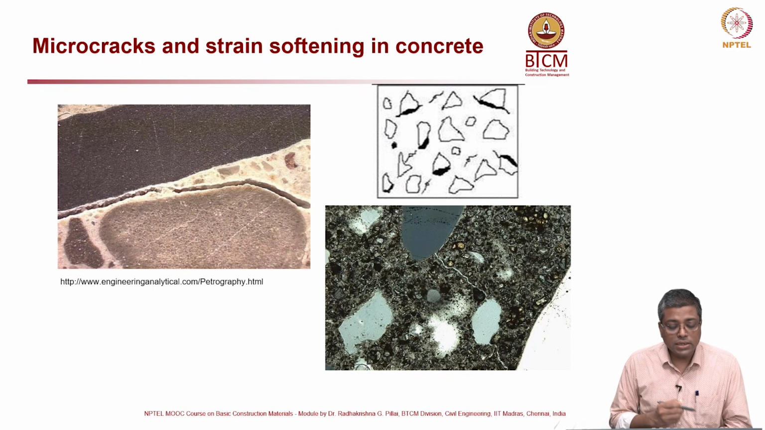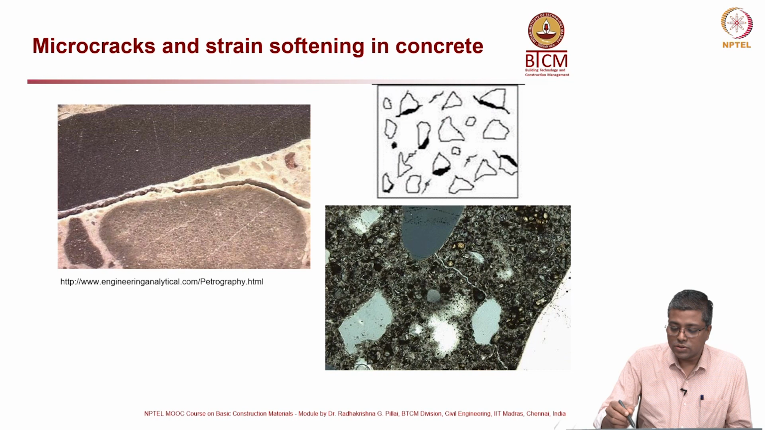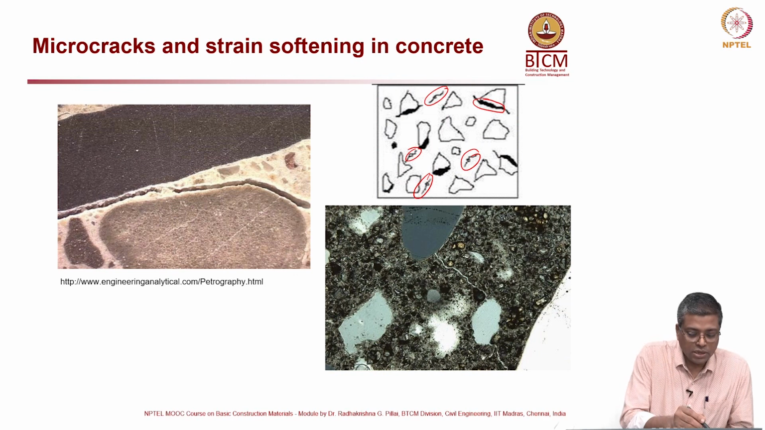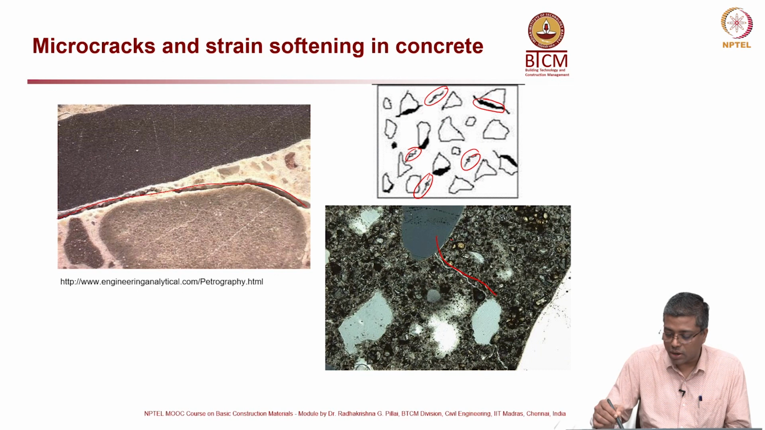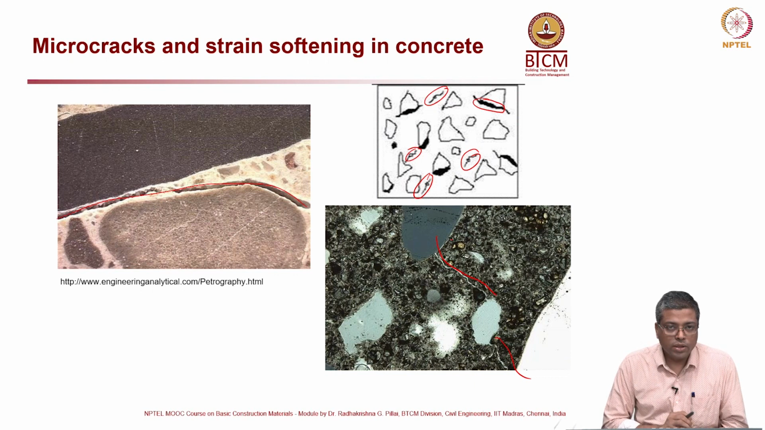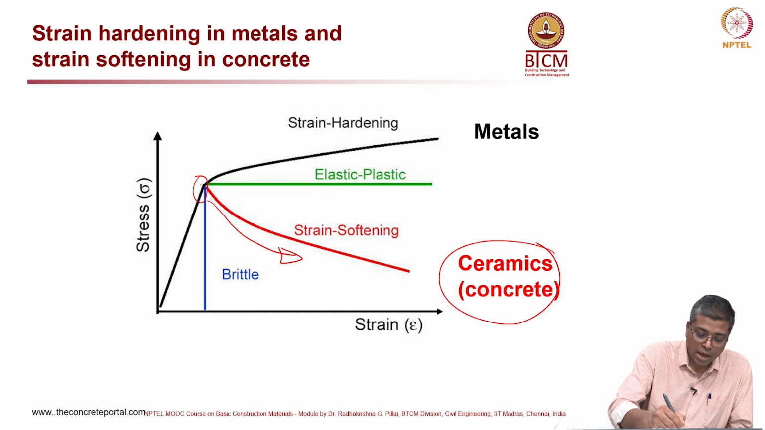Now why does it happen? Because in ceramics you might have a lot of cracks. As you see, this is a sketch on the top right of concrete. You have all these particles like aggregates, and then you have small micro cracks, and some bleed related gap between the aggregate and the cement. All these are cracks or micro cracks in the concrete system, and you can see micrographs showing that kind of cracks here. There is a crack on the bottom right picture also. Because of these micro cracks, strain softening happens and not strain hardening.